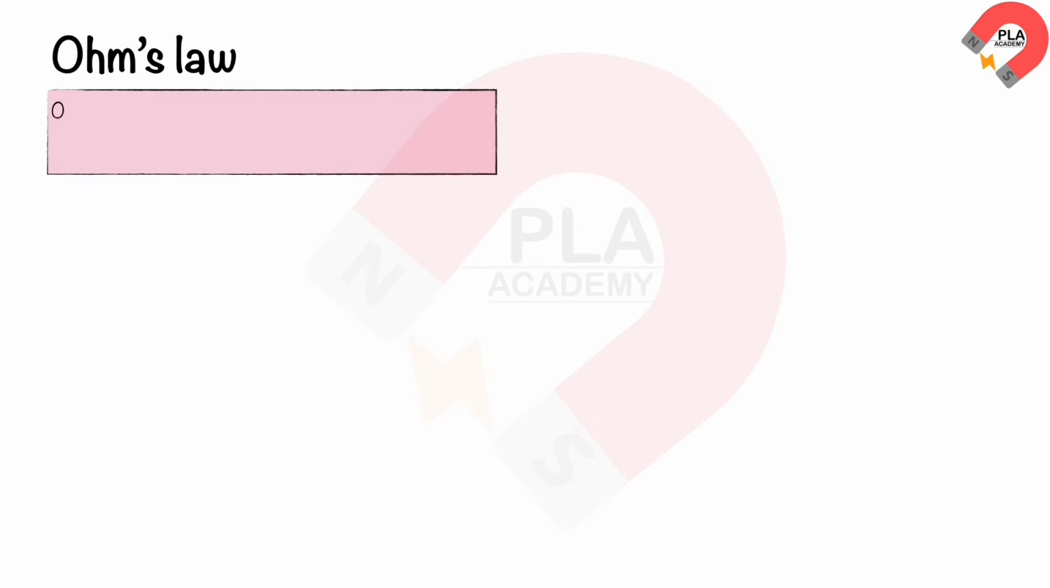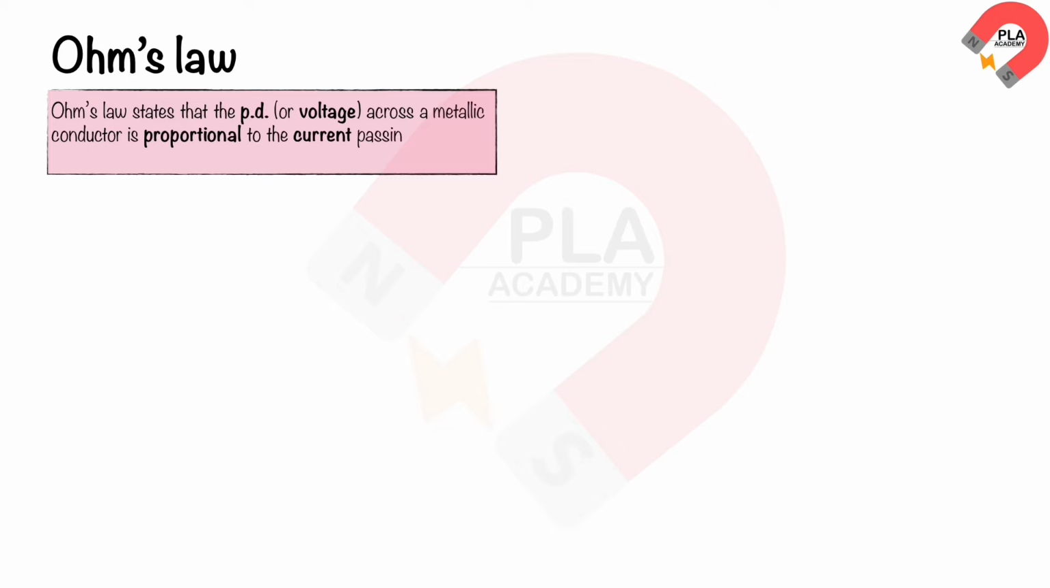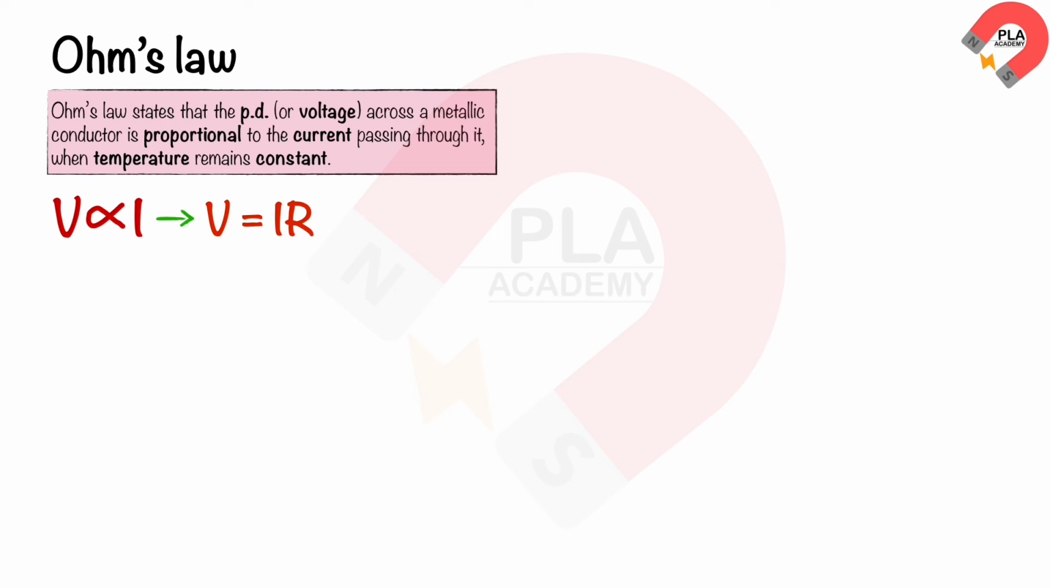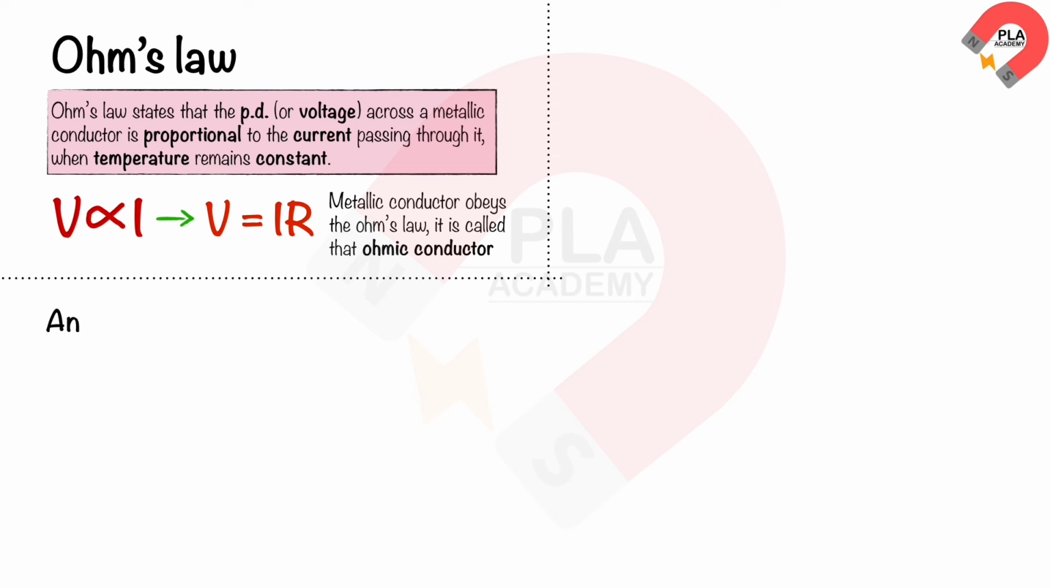Ohm's law. Ohm's law states that the potential difference, or voltage, across a metallic conductor is proportional to the current passing through it, when temperature remains constant. So, we can write that V equals IR. If a metallic conductor obeys Ohm's law, it is called an ohmic conductor.